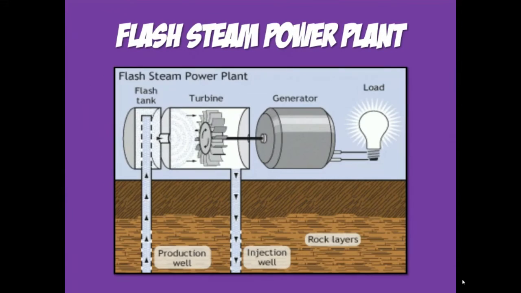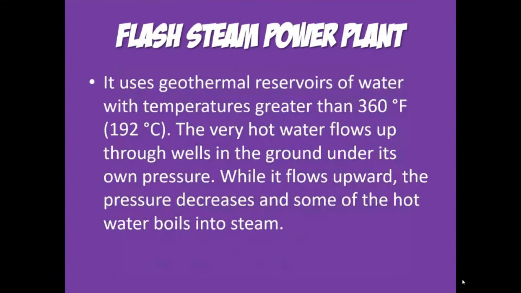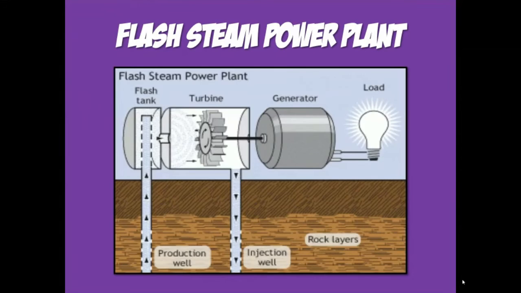And then, yung flash steam power plant, no, ito naman po siya. It uses geothermal reservoirs of water with temperatures greater than 360 degrees Fahrenheit or 192 degrees Celsius. The very hot water flows up through wells in the ground under its own pressure. While it flows upward, the pressure decreases and some of the hot water boils into steam. So, yun yung process ng flash steam power plants.